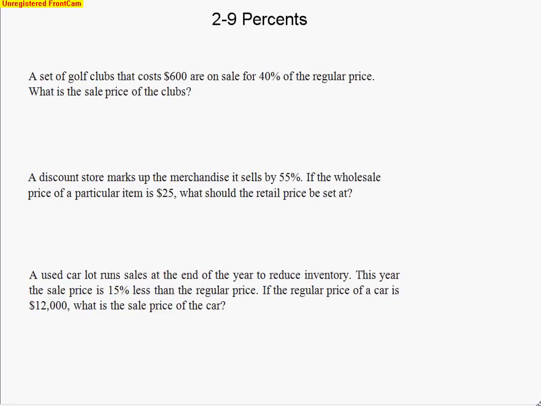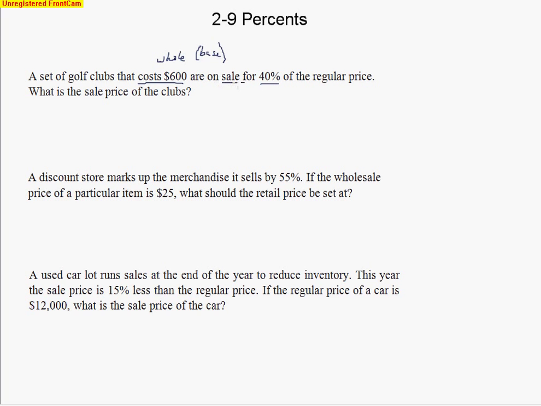This is the lesson for Chapter 2, Section 9, titled Percents. Let's take a look at the first type of problem. It says a set of golf clubs that cost $600. This would end up being our whole, which in this textbook they use as the base number. And they're on sale for 40% off the regular price.